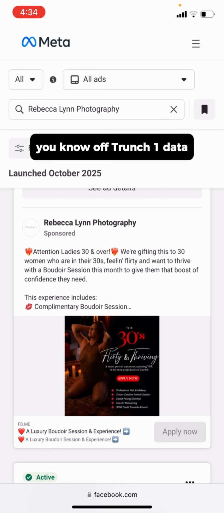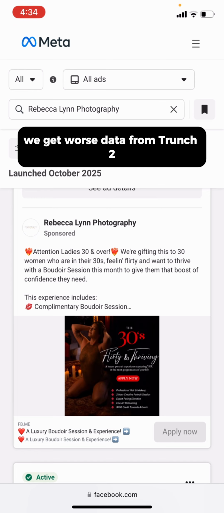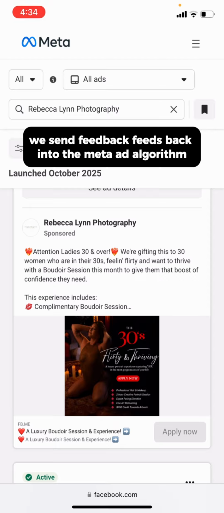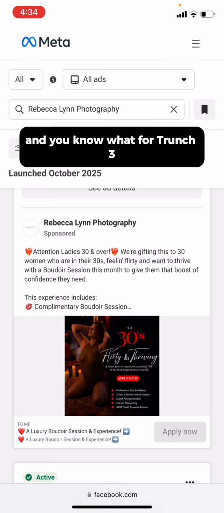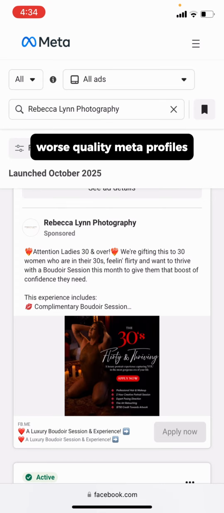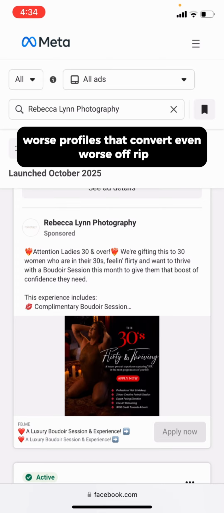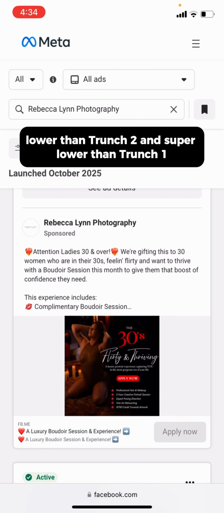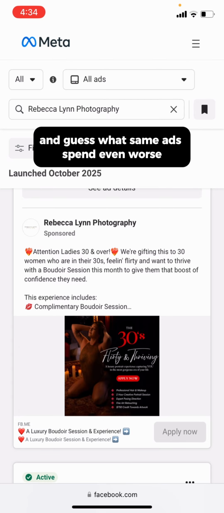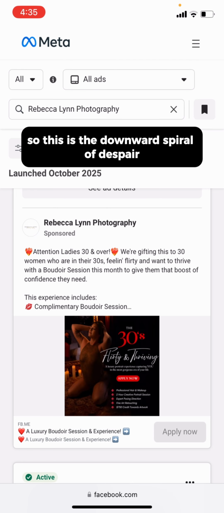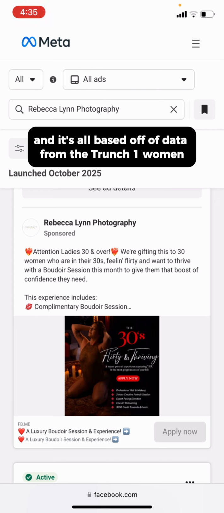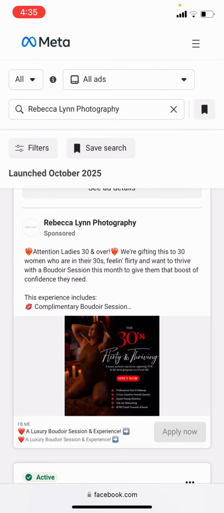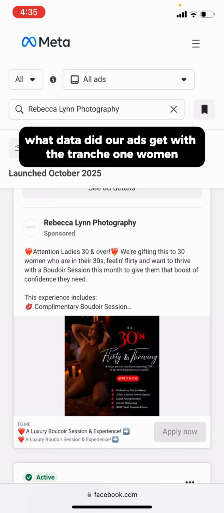And just off tranche one data, we get worse data from tranche two. That feeds back into the Meta ad algorithm. And for tranche three, our ads now go to even worse prospects, worse quality Meta profiles that convert even worse off rip, lower than tranche two, and much lower than tranche one. And guess what? Same ad spend, even worse results in tranche three compared to tranche two compared to tranche one. So this is the downward spiral of despair, and it's all based off of data from the tranche one women. What data did our ads get with the tranche one women?